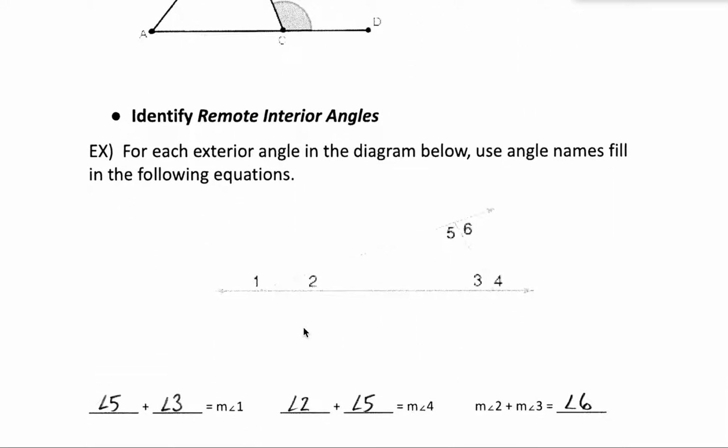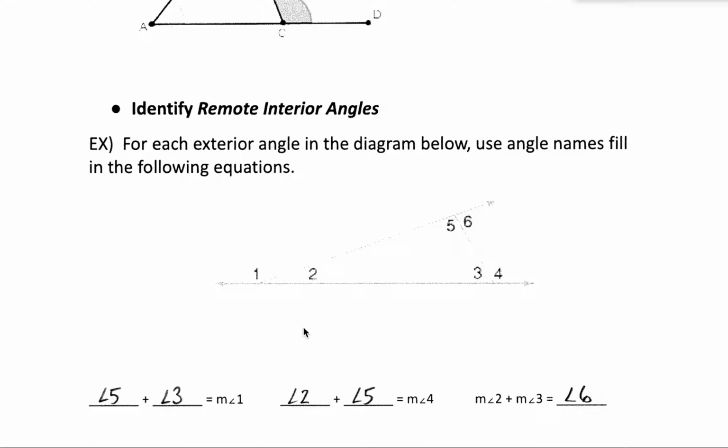So it does help to practice identifying those remote interior angles. So in the next example, we're going to do that. In this diagram, each of the sides of the triangle have been extended. So we've created three exterior angles. Angle 1 is exterior, and angles 6 and 4 are also exterior.